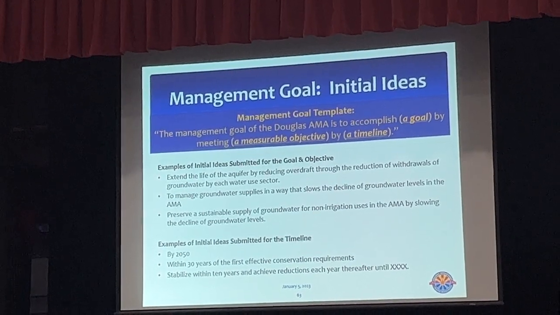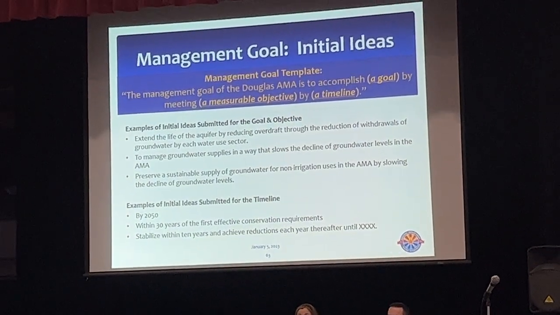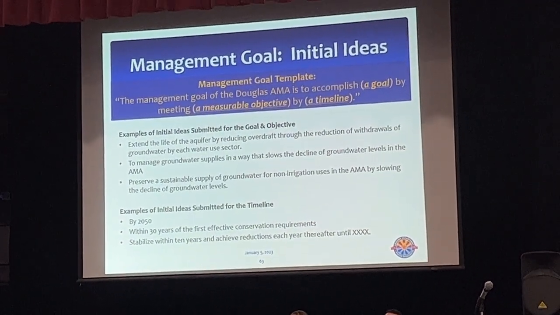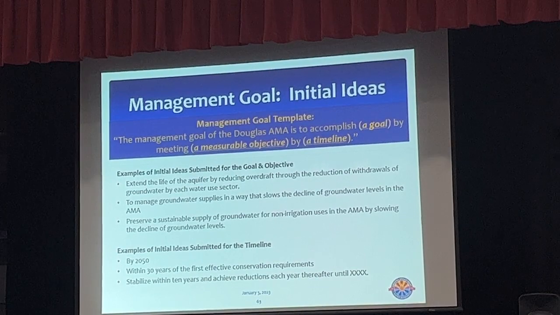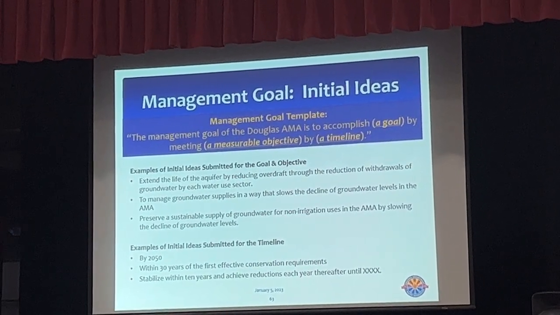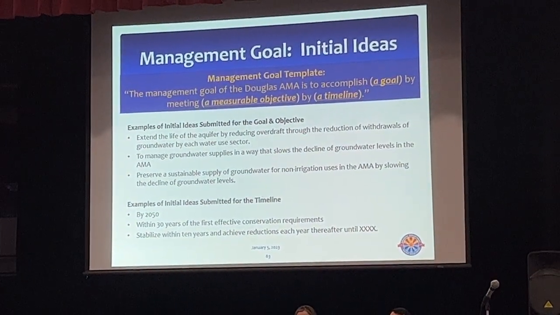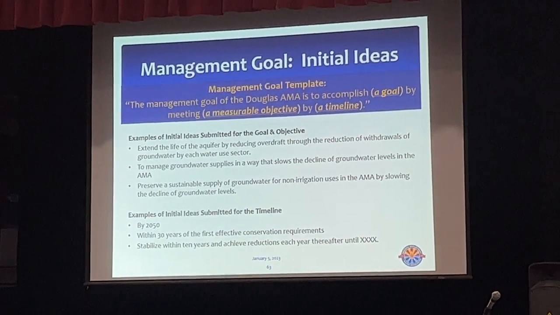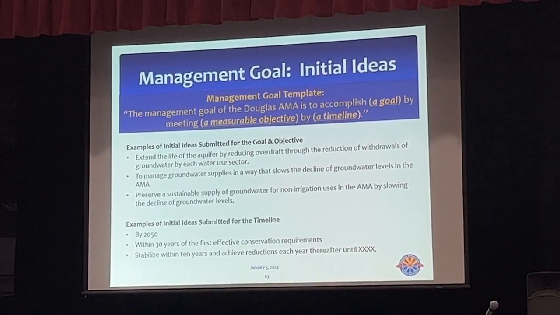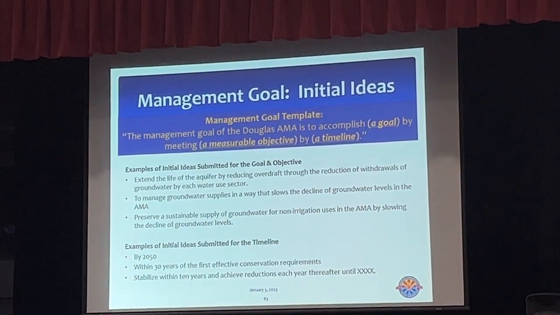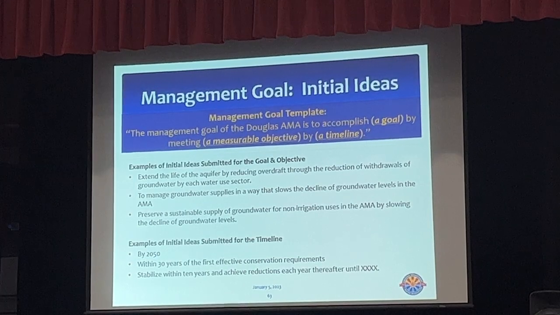We have heard some initial ideas, and I know there's a lot here. There is a summary slide of this, and it's actually copied on the back of those agendas again. We've heard a couple ideas for that kind of goal and objective portion, things like extending the life of the aquifer by reducing overdraft through the reductions of withdrawals of groundwater by each water use sector. Another option we've heard is to manage groundwater supplies in a way that slows the decline of groundwater levels in the AMA. Another option might be preserve a sustainable supply of groundwater for non-irrigation uses in the AMA by slowing the decline of groundwater levels.